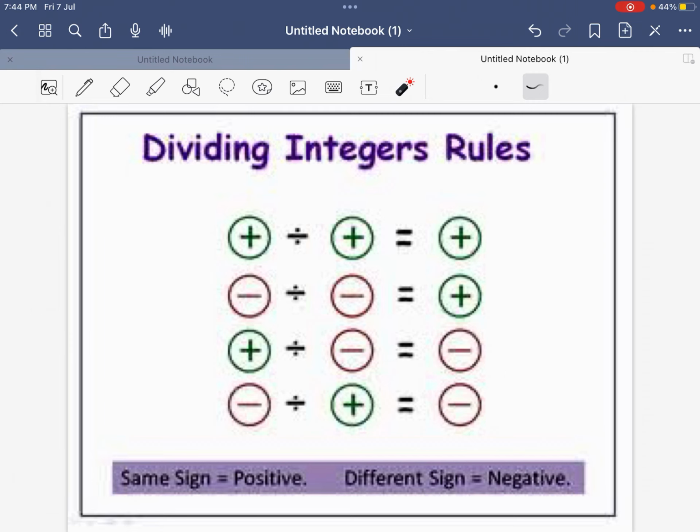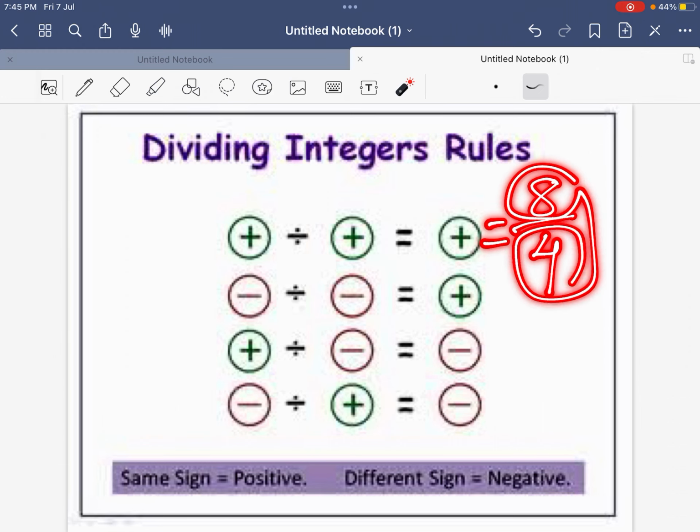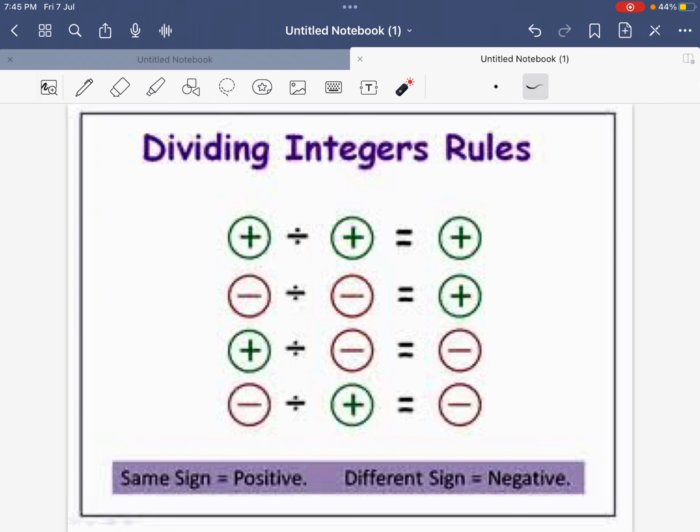Suppose both the numbers are positive, and you are dividing these two numbers, then the answer is also positive. Okay, let's take an example, 8 divided by 4. Okay, you see 8 is positive, 4 is also positive, so 4 ones are 4, 4 twos are 8, so your answer is 2, and it carries a plus sign.